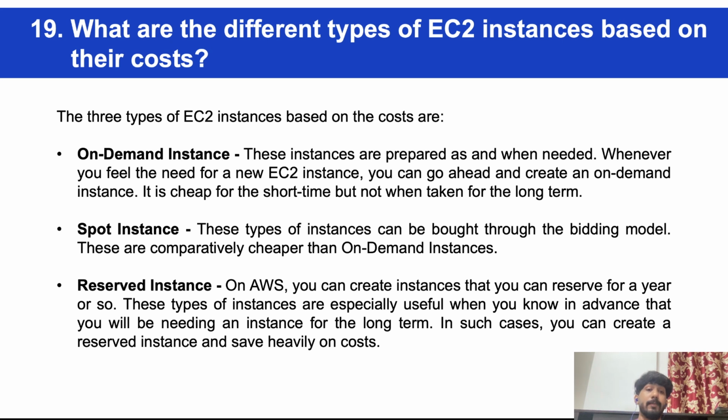So what are the different types of EC2 instances based on their costs? Essentially three types: on-demand, spot, and reserved. On-demand instances are when they are prepared whenever you need. So if I want an instance right now, I can log in to AWS and create an instance. That would be an on-demand instance. So that would be created for a short period of time. So basically, on-demand instances are created for short-term requirements.